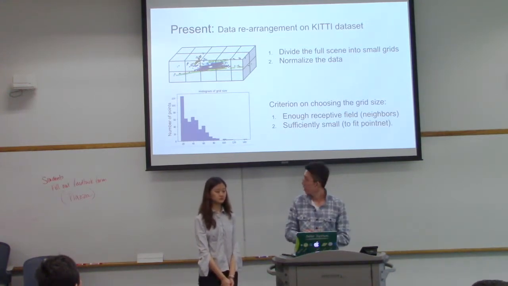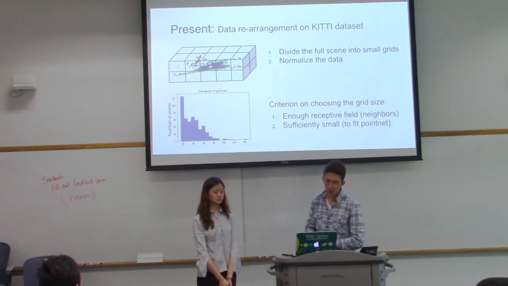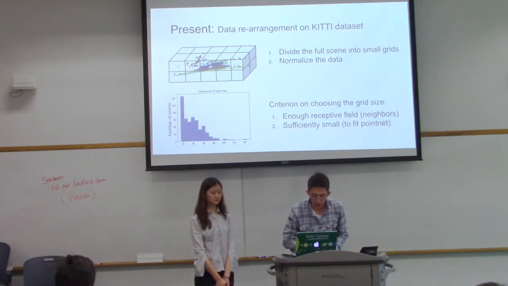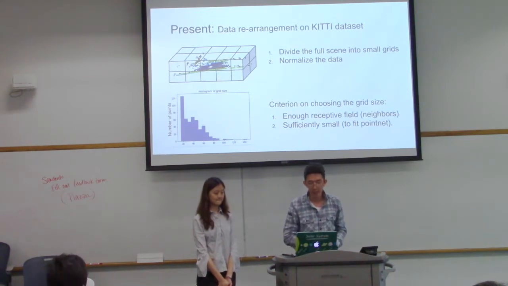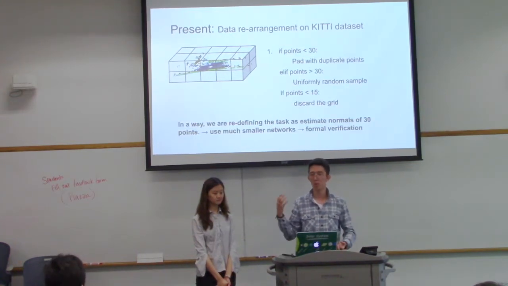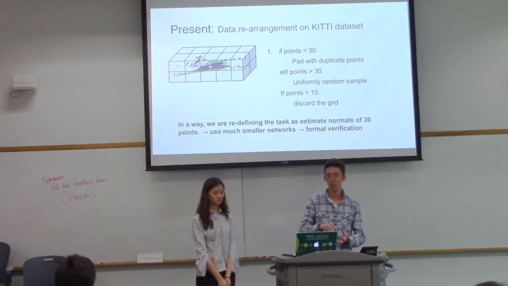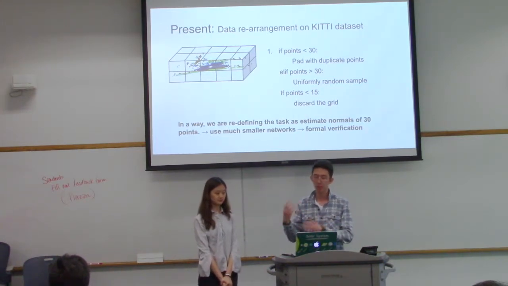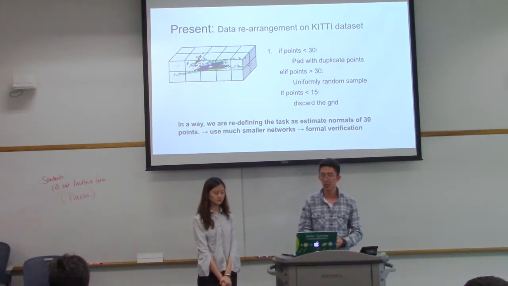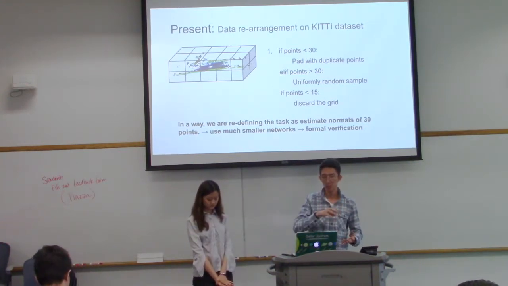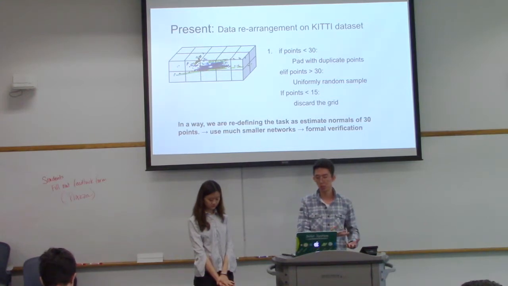And this histogram shows the number of points inside each grid, which mainly ranges from 20 to 40. After we tried different settings, we use a grid size of 3 meters and 30 points inside each grid. Because we want to use batch training, the number of points inside each grid should be the same. If the number of points is smaller than 30, we pad with duplicate points inside this grid. If it's larger than 30, we uniformly, randomly sample 30 points. And if it's smaller than 15, we discard this grid because we deem it a noisy or very sparse and useless sample.